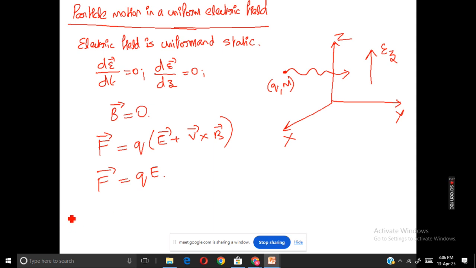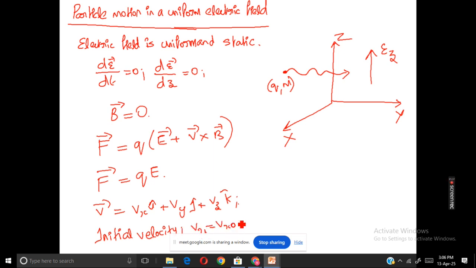This is the Lorentz force acting on the particle, and if the velocity of the particle is given by Vx i plus Vy j plus Vz k, the initial velocity of the particle before applying the electric field is given by Vx equal to Vx0, Vy equal to Vy0, and Vz equal to Vz0.